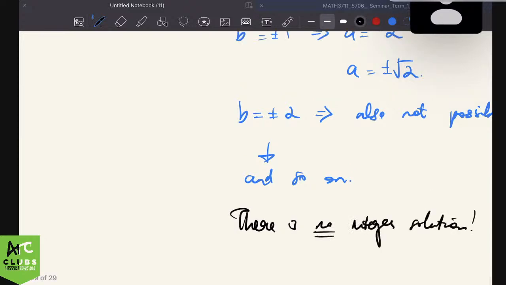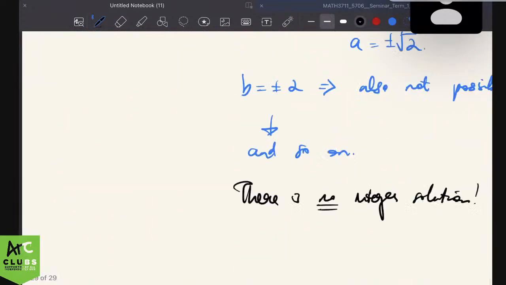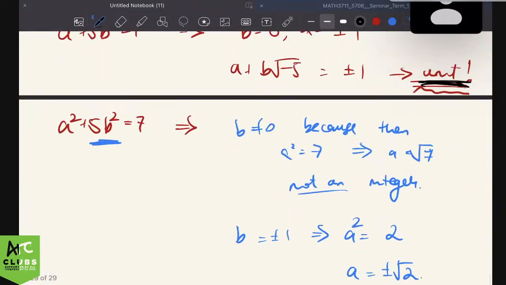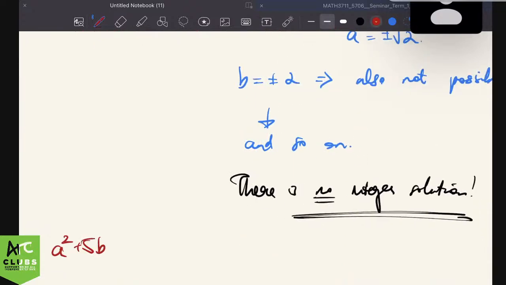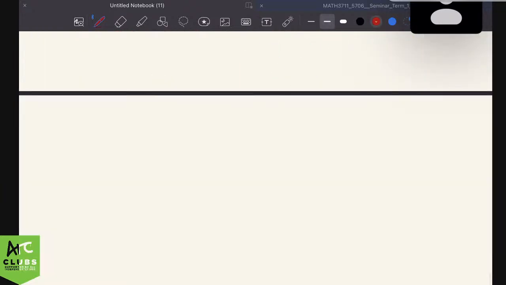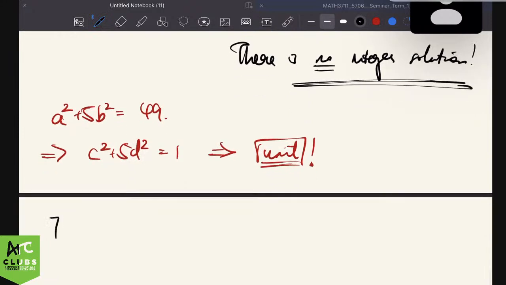Okay. So, also good, right? We've shown it's either a unit, no solution, or the last one is if this thing is equal to 49. But if that's true, then think about it. C squared plus 5d squared equals 1, which means it's also a unit. Right? And what that means, basically, is that no matter what, there'll be a unit in there, right? So this is definitely irreducible.